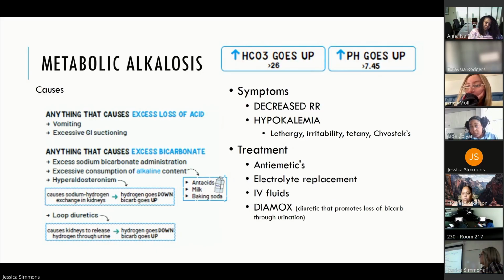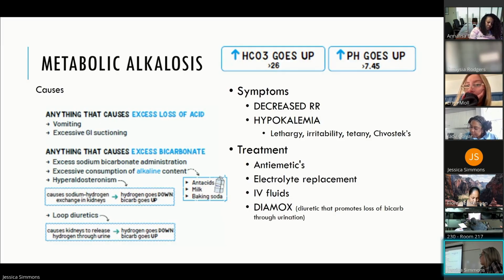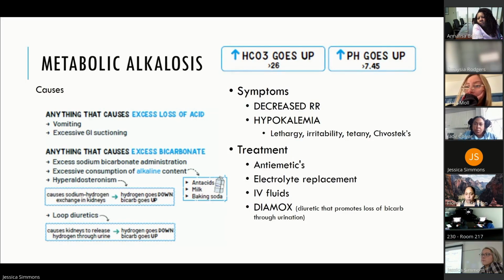The symptoms include a decreased respiratory rate, hypokalemia, lethargy, irritability. What is tetany and the Chvostek's sign from? Magnesium? Decrease in calcium? Calcium. So this is also causing a disruption in your calcium ions.